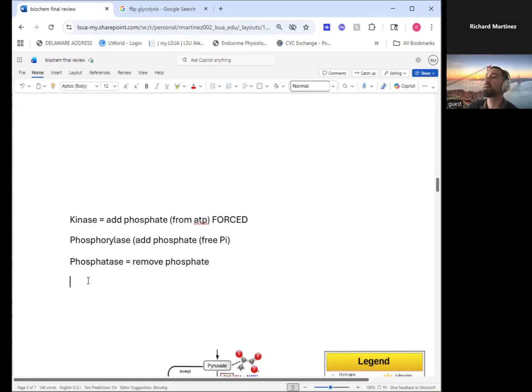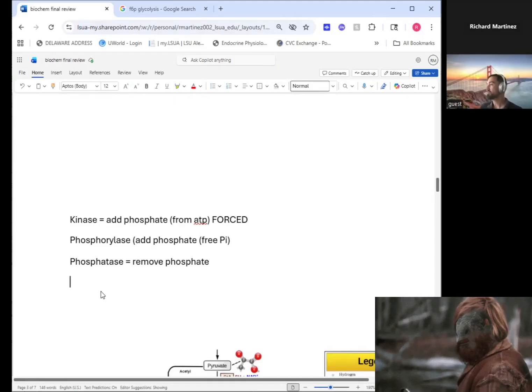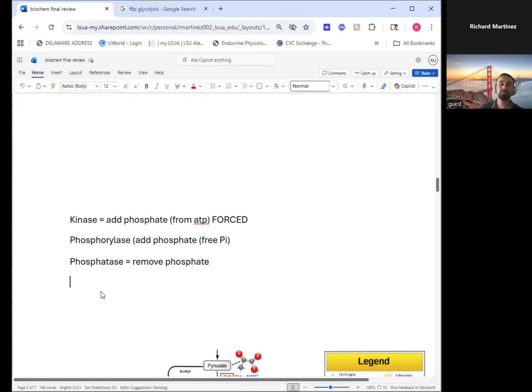Yes. I see how that could be confusing. Okay. I can go a little bit more into depth than that. My apologies. Yeah, you're thinking the right way. So a phosphatase removes a phosphate. Okay. Yeah, I can explain that a little bit differently.